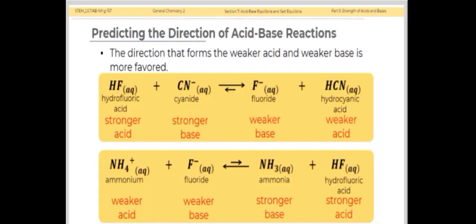In an acid-base reaction, the direction that forms the weaker acid and weaker base is more favored. Consider the reaction of hydrofluoric acid with cyanide ion, producing fluoride ion and hydrocyanic acid.